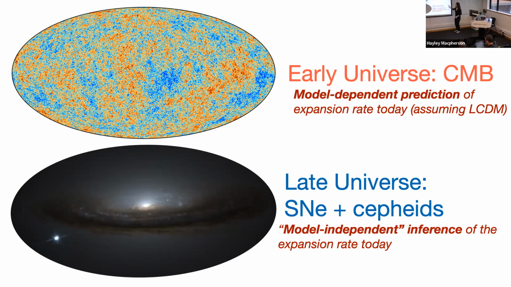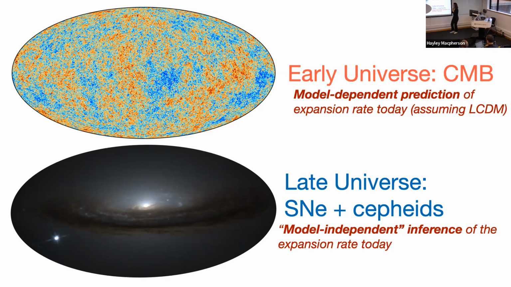Very broadly speaking, what we do to predict the expansion rate today is we find the best fit lambda CDM model that describes this radiation, and then we can extrapolate that model to low redshift to give us a prediction of the expansion at late times based on that theoretical model.